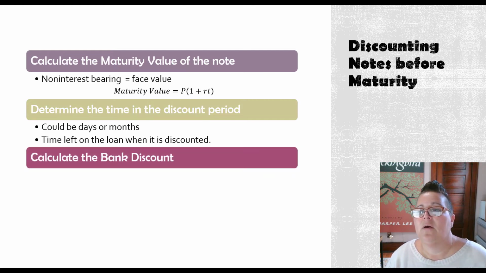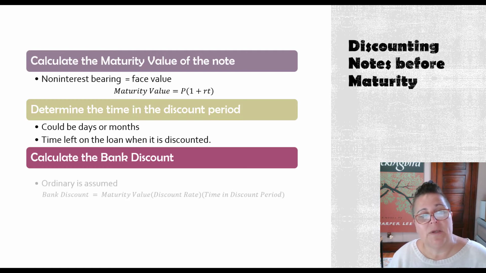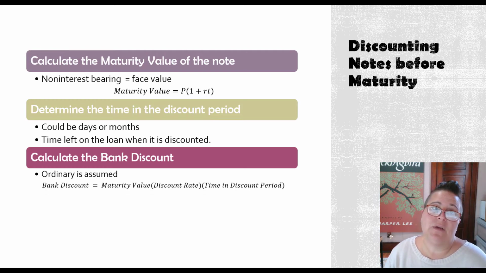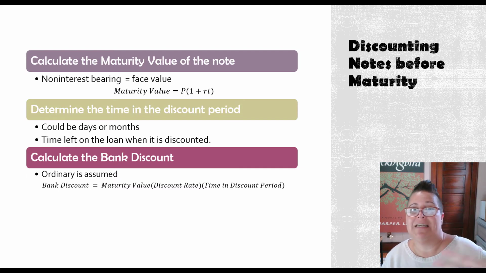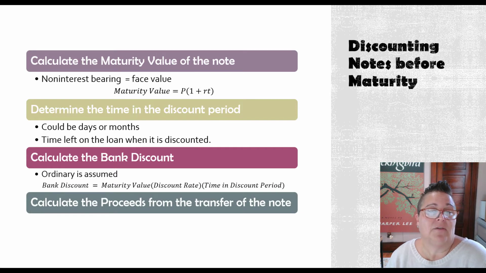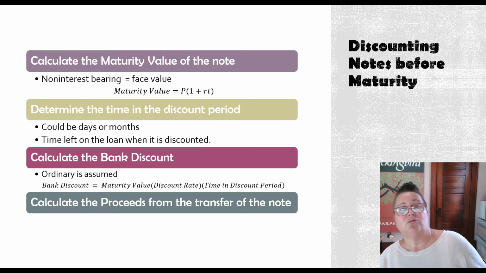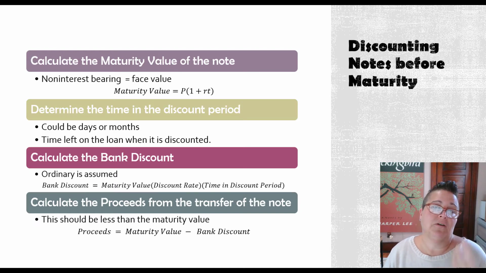Okay. We then calculate the bank discount. We assume ordinary interest, and we use the maturity value of that loan because the bank is going to get the maturity value from the original borrower. And then the proceeds of the loan go to the intermediate party. In order to find the proceeds, it's the maturity value minus the bank discount.